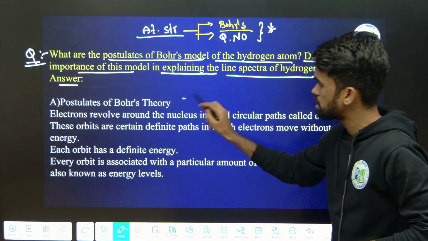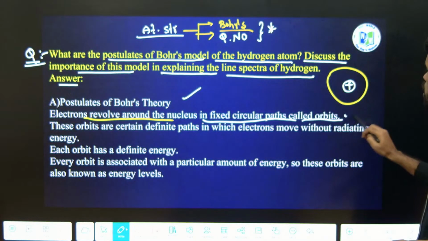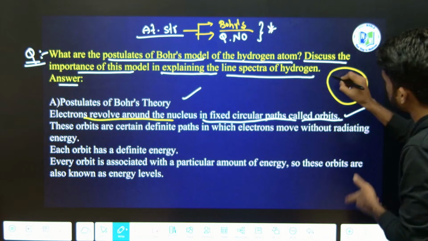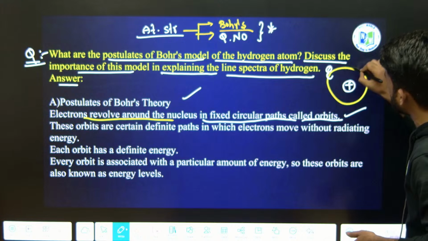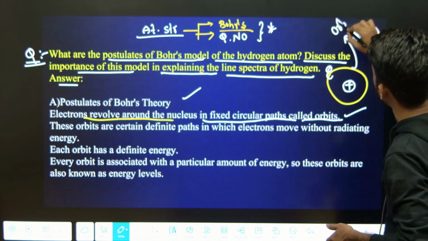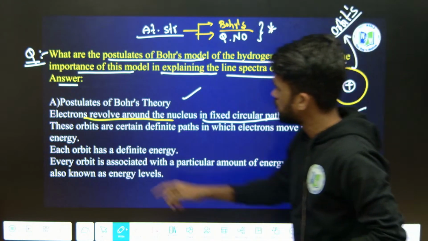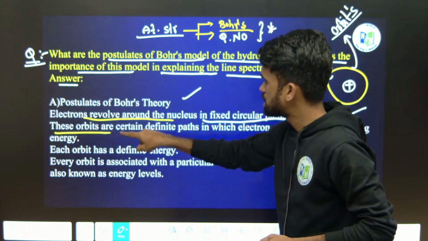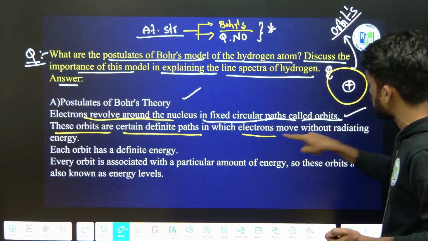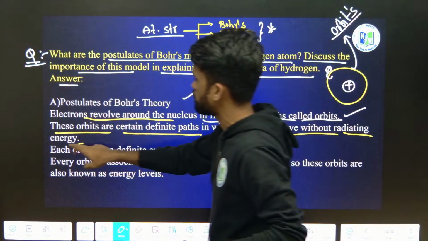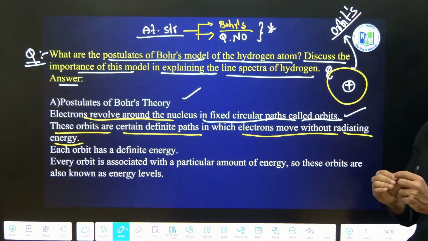What are the postulates? Electrons revolve around the nucleus in fixed circular paths called orbits. These orbits are certain definite paths in which electrons move without radiating energy. So when these electrons are revolving in these circular paths, they do not radiate energy.